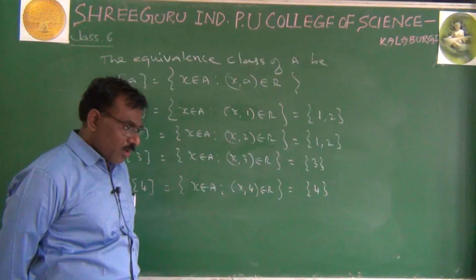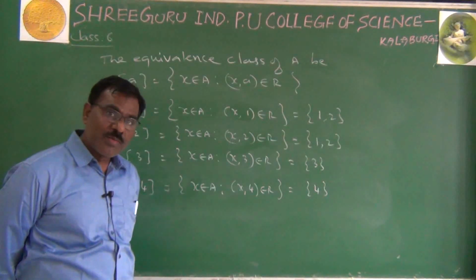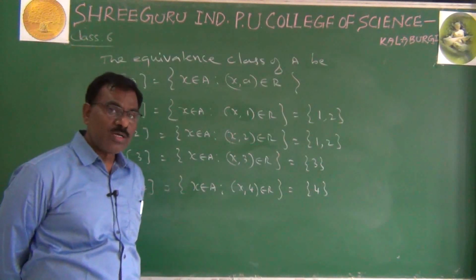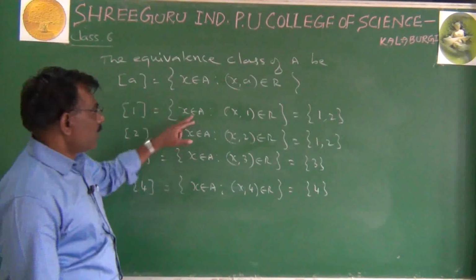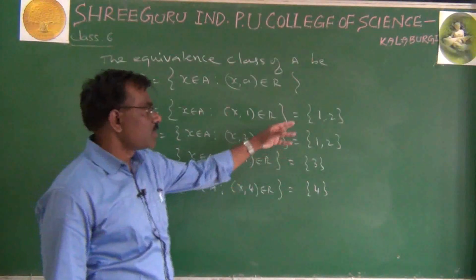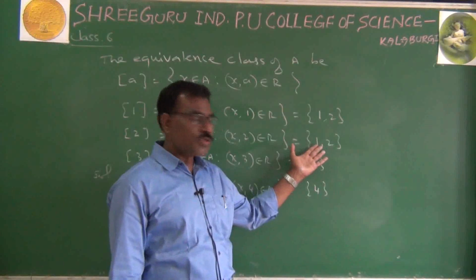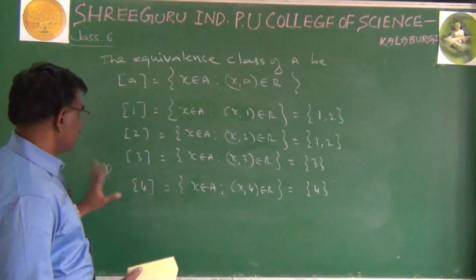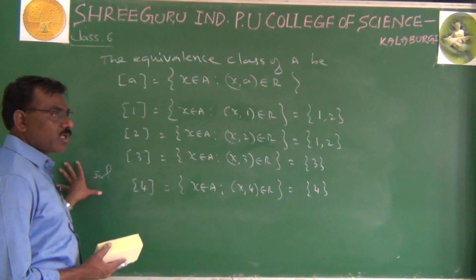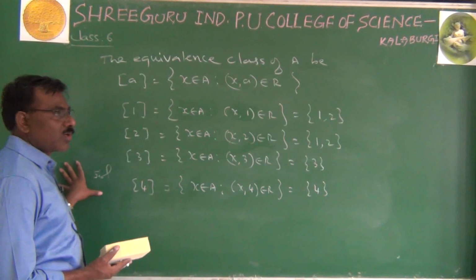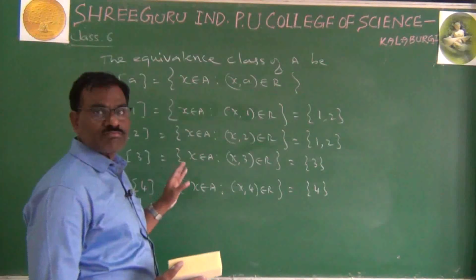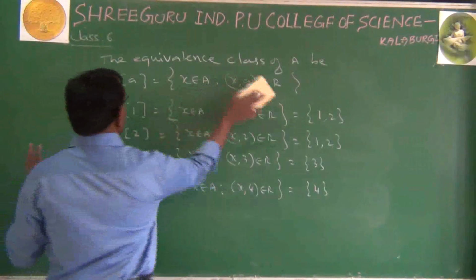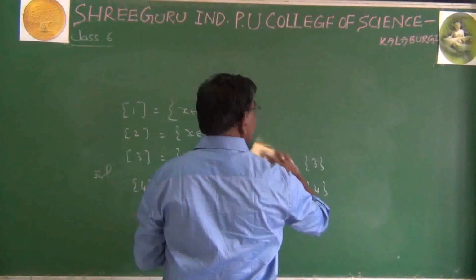But he is asking not individual elements, he is asking equivalence classes of elements of the set. He is asking equivalence classes of 1, 2, 3, 4. So these are the answers: the equivalence classes of 1, 2, 3, 4. Sometimes the equivalence class of 1 is the answer {1, 2}, only that. For 3 it is 3, for 4 it is 4. So this is the most important problem.